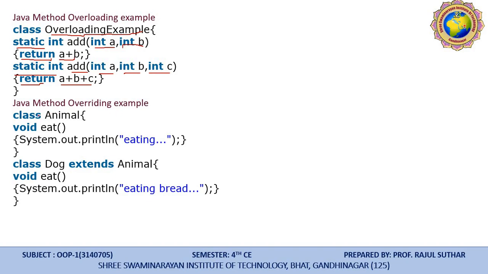But let me check a Java method overriding example. So this is the example of Java overriding. We create one class, the name of the class is Animal. Here is a method with return type void, System.out.println eating. This message will be displayed. Here is one class, Dog, that extends the base class Animal. Again we are using the eat method, System.out.println eating bread.